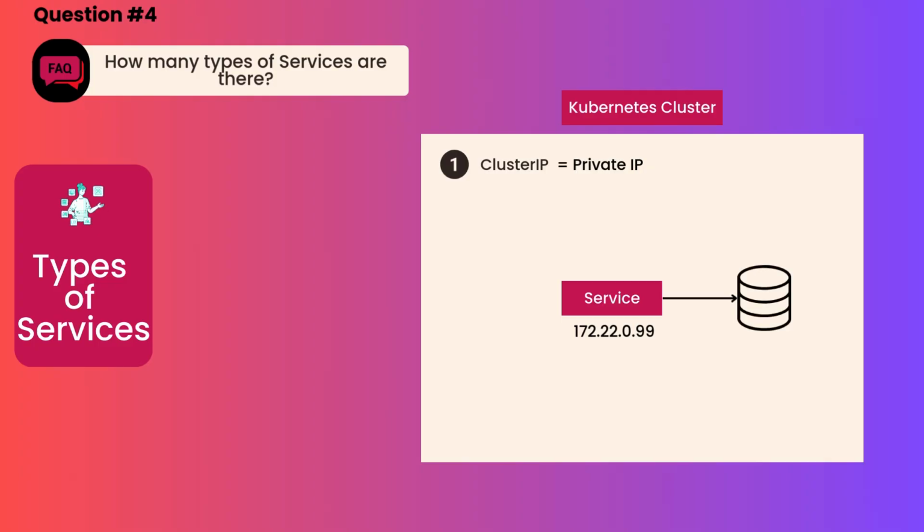A good example is a database, because no one from the outside world can directly talk to a database. They can talk to a web server, and the web server in turn can talk to the database, but not outside people directly talking to the database. That is a good example for ClusterIP.